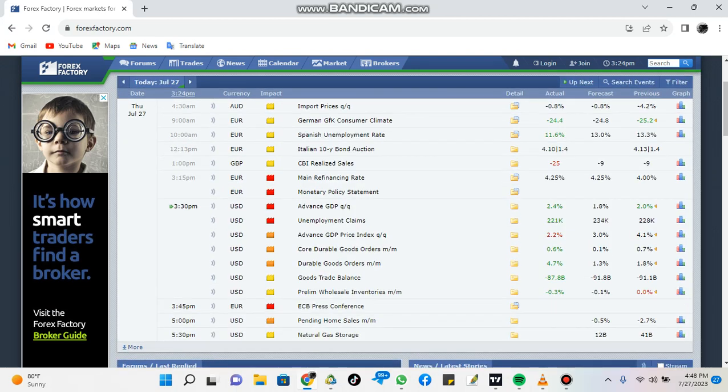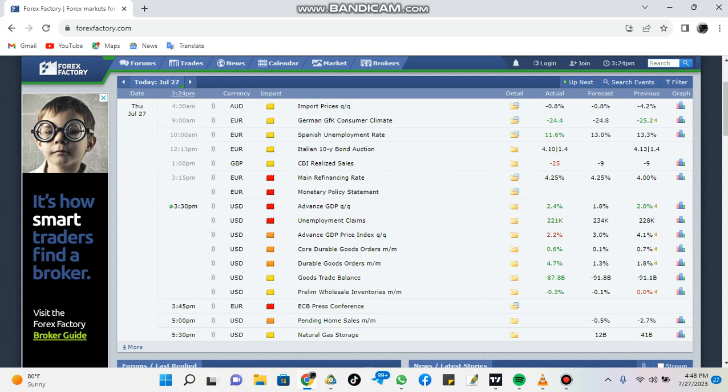And this is how I see it. You can follow the cursor as I explain this. Today at 3:30 p.m. we had the advanced GDP and the unemployment claims. When you come here to the actual forecasts and previous data, it shows you how the news is going to impact these currencies. Remember, this is USD we're talking about. It is affecting USD here.